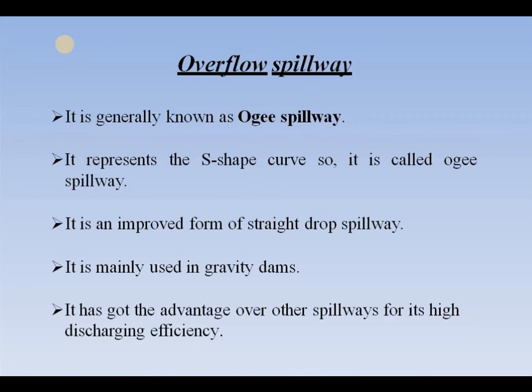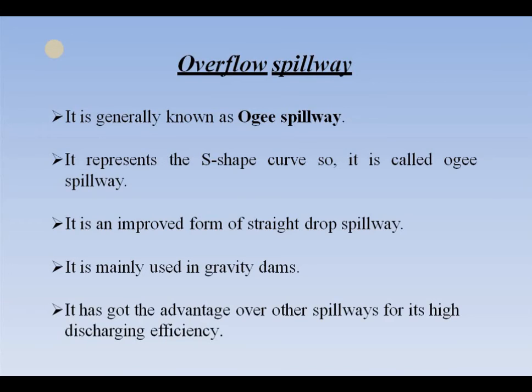The essential difference between the free spillway and Ogee spillway is that in the case of free spillway, the water flowing over the crest of the spillway drops vertically as a free jet, right, on the downstream face. In an Ogee spillway, the water flowing over the crest is guided smoothly over the end and is made to glide over the downstream face of the spillway, right? So it represents the S-shaped curve, so it is called the Ogee spillway. It is the improved version of a straight drop spillway, as I said.